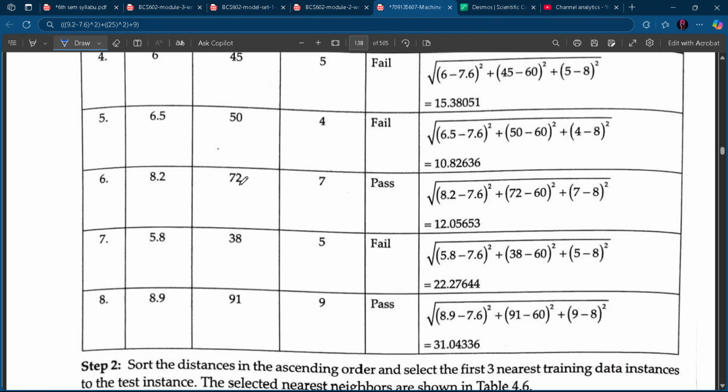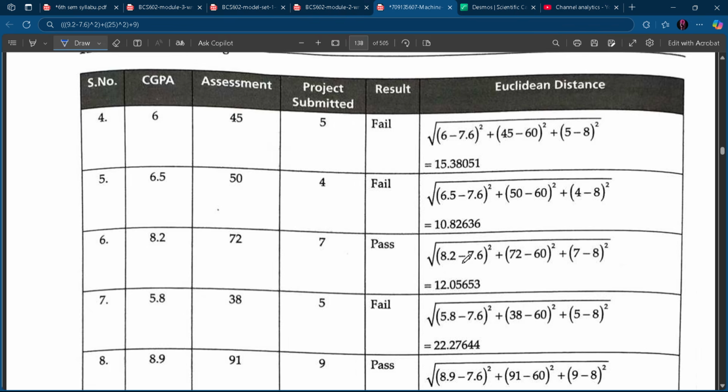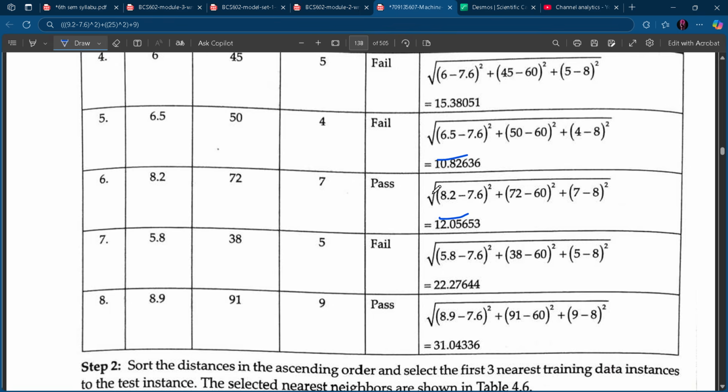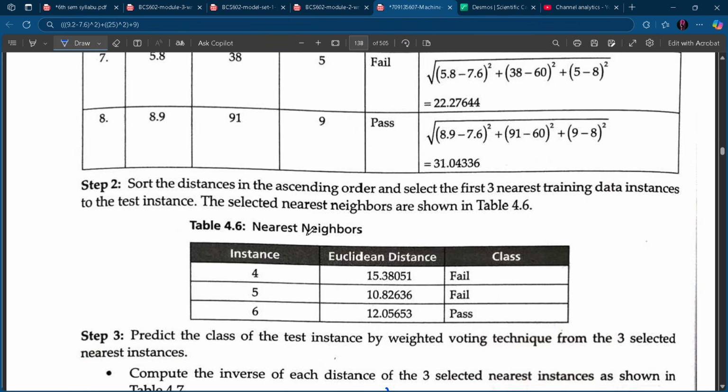Once you calculate all the distances, you have to sort them again. In this case, you can see 10, 12, I think 15. Yeah. So already they are the top three. So you have two pass and one fail. Here you don't consider the majority of the votes. Instead, you calculate the weight for each of these distances. How? Let me just show you.